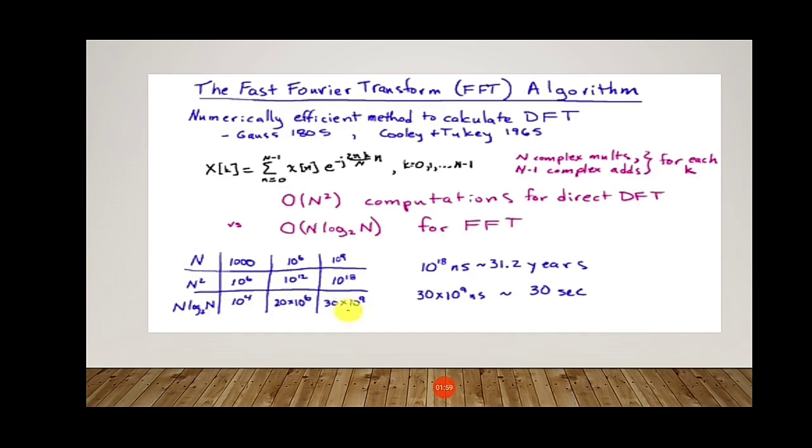That means we have N square number of computations for direct DFT. If we solve DFT with the help of the formula, we have to perform computations in the order of N square, neglecting the other constant terms. We have computation which will be in the order of N square.